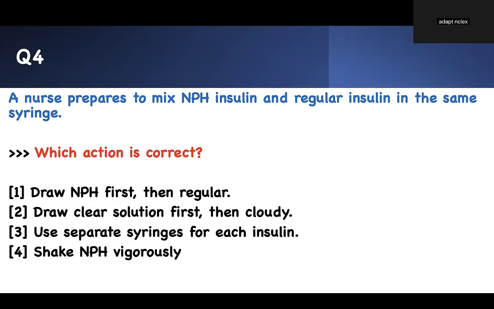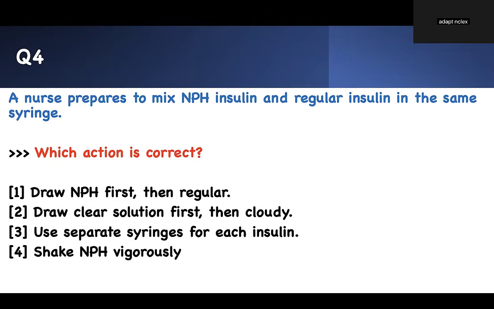But you should know, don't shake NPH vigorously, just rub it between your two palms. Use a separate syringe for each insulin? You're mixing the insulin, so you're supposed to use the same syringe. Draw the clear solution first, then what? Cloudy. Regular insulin is the clear solution, and the NPH is the cloudy.